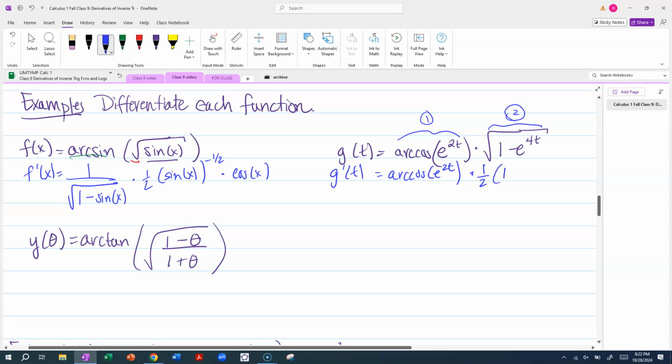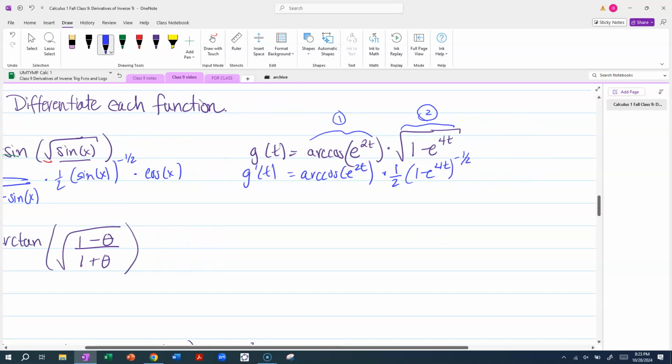1/2, and then leave the inside thing alone to the power of negative 1/2, and then I need to multiply that by the derivative of the inside, which is going to be negative e to the 4t, so the derivative of e to the x is e to the x, times the derivative of the exponent. Oh man, okay, so that was fun.